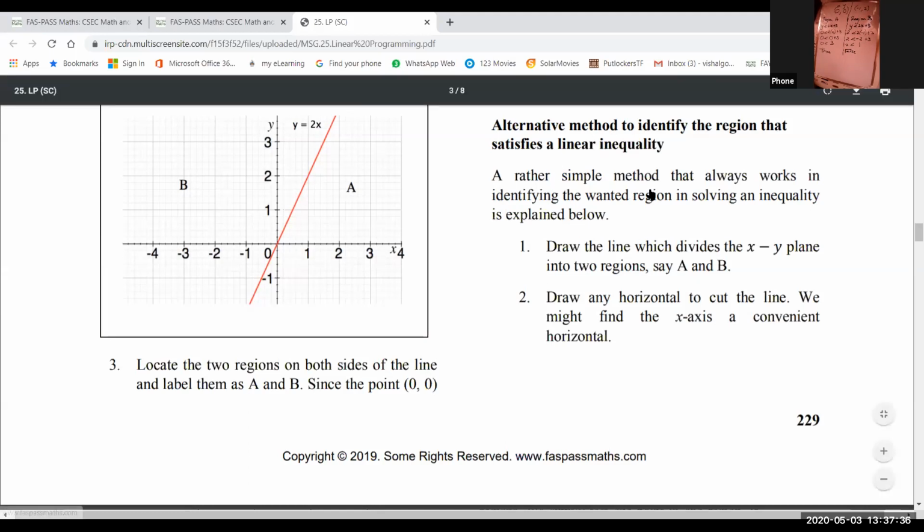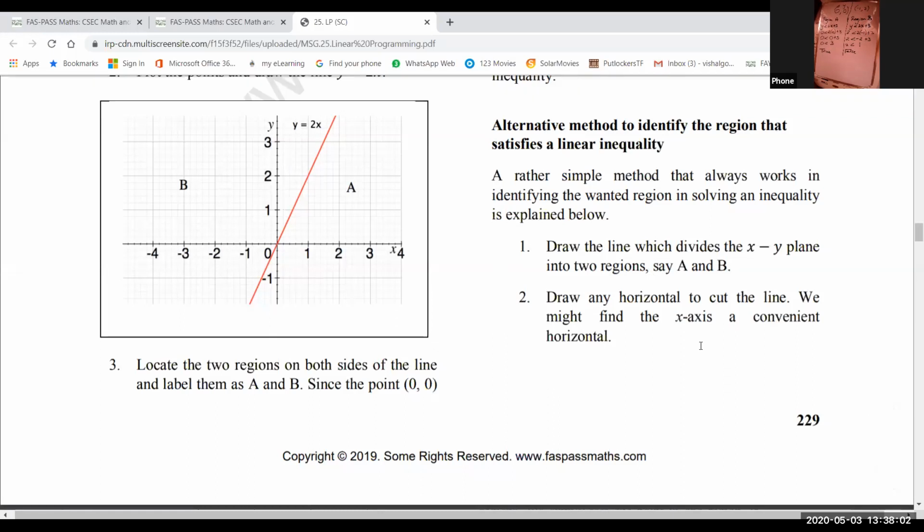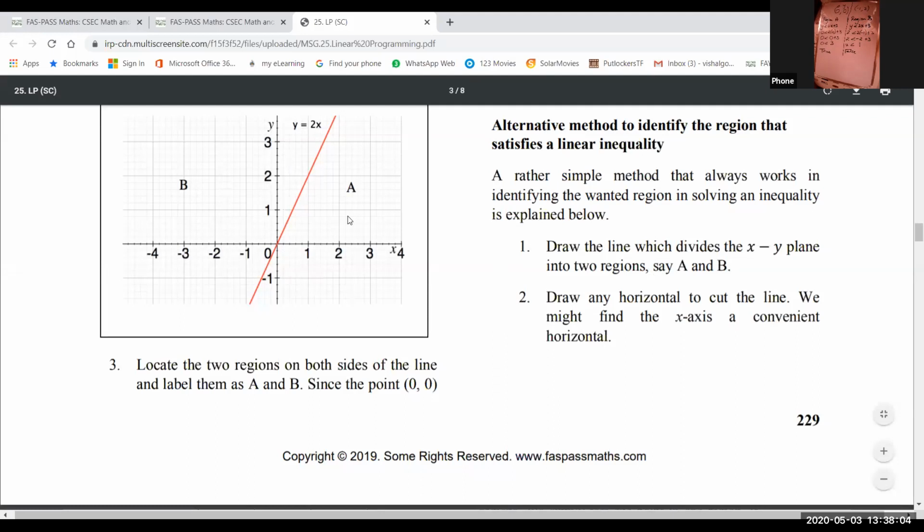A rather simple method that always works in identifying the wanted region in solving an inequality is explained below. The first step, you draw the line which divides the X and Y plane into two regions, say A and B. That's the red line that we were talking about earlier on. Next, you draw any horizontal line to cut the line, as with the red line in the previous diagram.